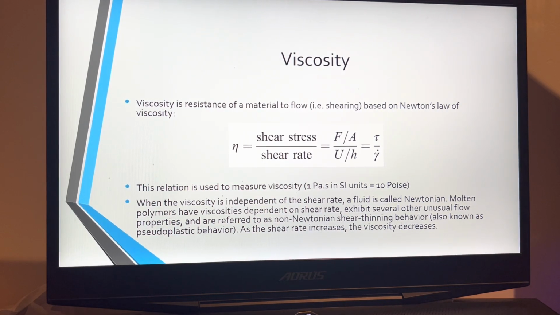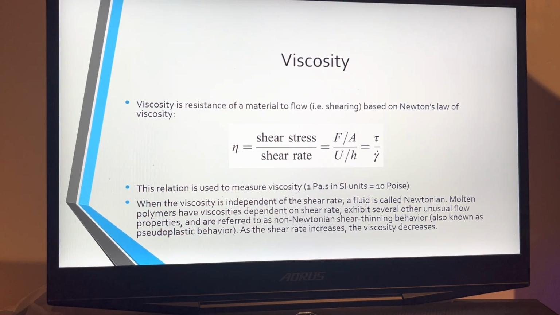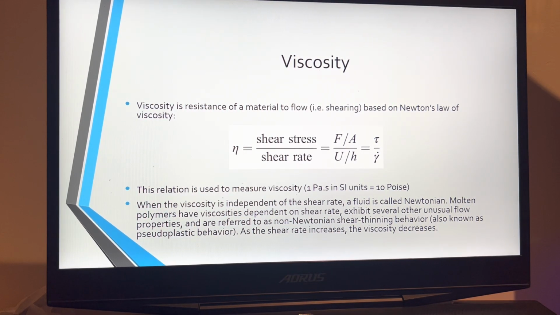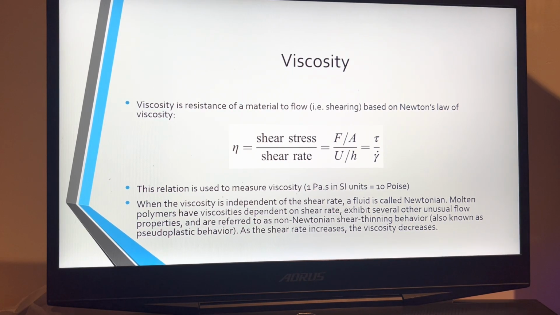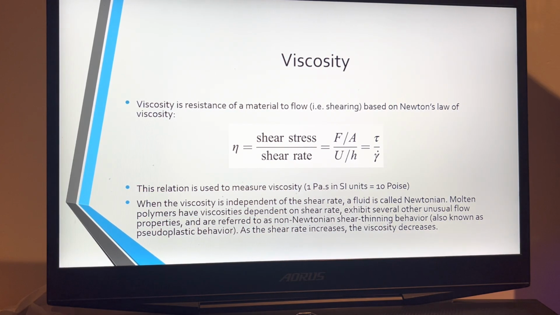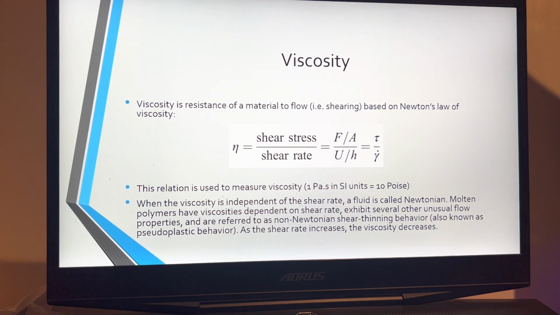Viscosity is the resistance of a material to flow, or shearing, based on Newton's law. The law says viscosity equals shear stress divided by the shear rate. This relation is used to measure viscosity in Pascal second in SI units, which equals 10 poise. When the viscosity is independent of the shear rate, a fluid is called Newtonian.